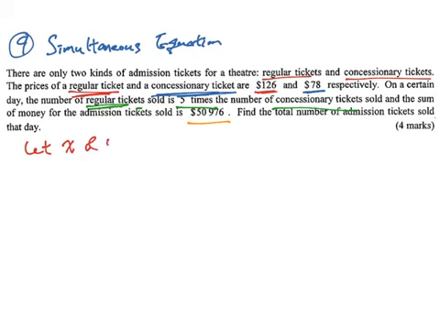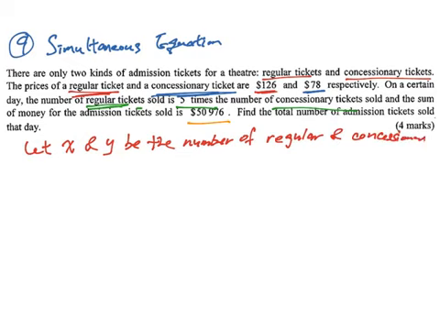So we need to let x and y be the number of regular and concessionary tickets respectively.